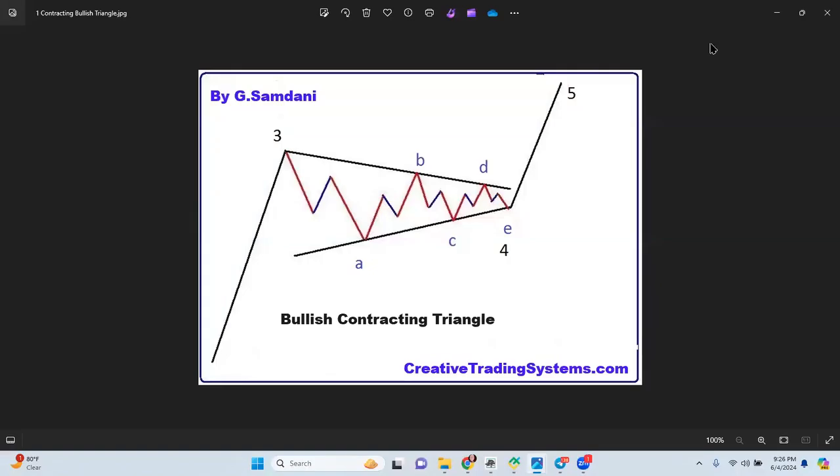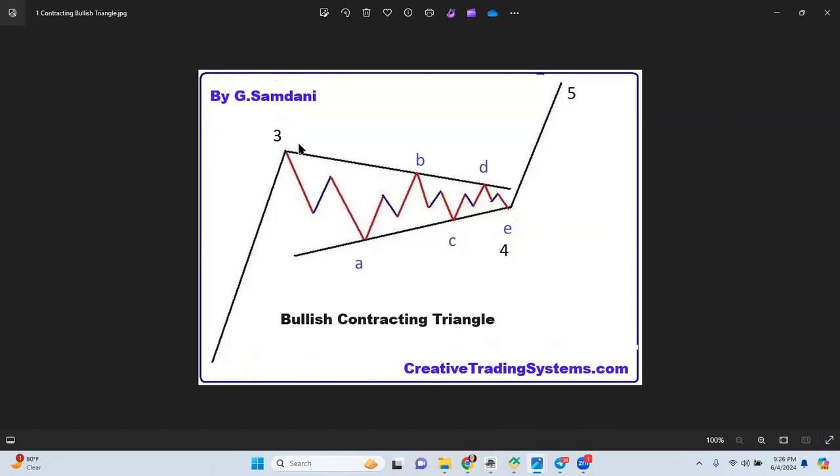Hi there, welcome back to another video in the Elliott Wave course, and it is about the expanding triangle. In the previous video, we saw what the contracting triangle is. This is what the contracting triangle is.